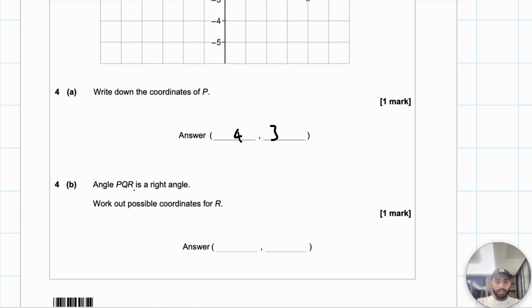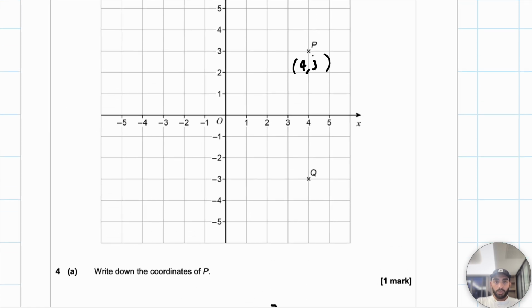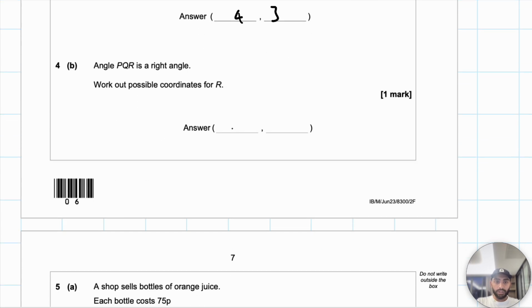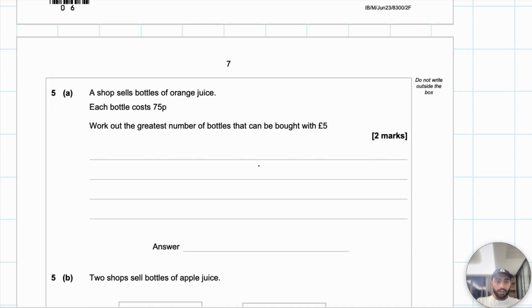Part B, angle PQR is a right angle. Work out the possible coordinates for R. So I've got P to Q already. I need the coordinate for R. I'm just going to put it here. If I connect R to Q and to P, that's a right angle. So R would be at 2, negative 3. As long as your Y coordinate is at negative 3, it would be fine. So 2, negative 3.